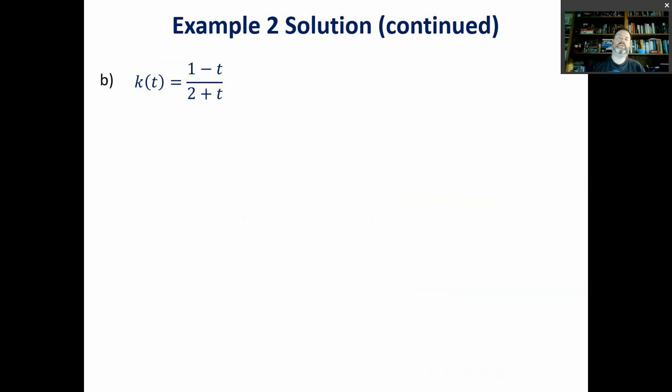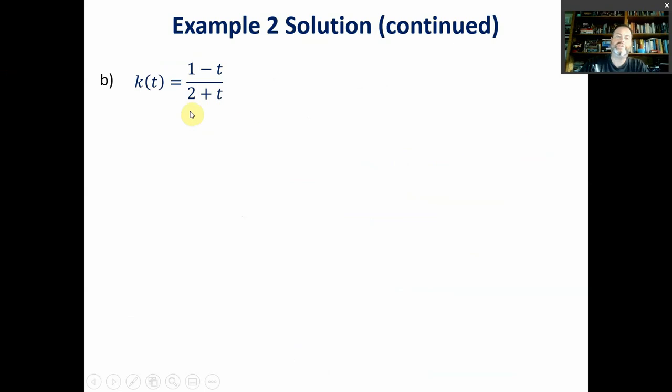All right, let's do another one. So back-to-back examples. Here we have a different kind of function. So here I called it k of t. I just want you to get used to seeing different letters. It doesn't always have to be f of x. It could be f of t. It could be k of x. Doesn't matter.